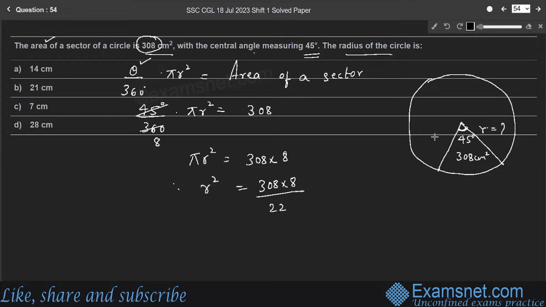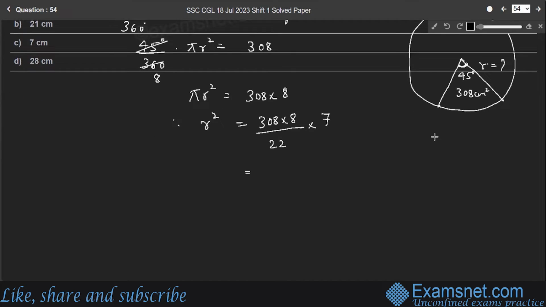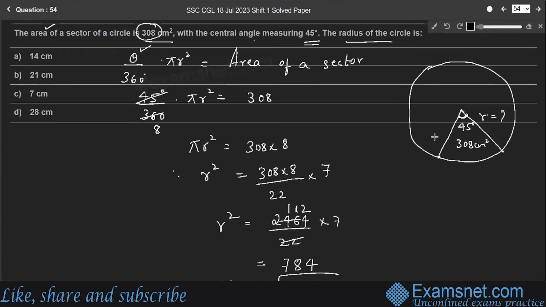Pi is 22 by 7. So this 7 goes to the numerator. Therefore 308 into 8, it is 2464 by 22 into 7. So 22 into 1, 22, again 1, 22 into 2. So R square is 112 into 7, which is 784. Therefore, radius of the circle R is equal to root of 784, which is 28. So, radius of the circle is 28 centimeter. Right? Option D is the right answer.